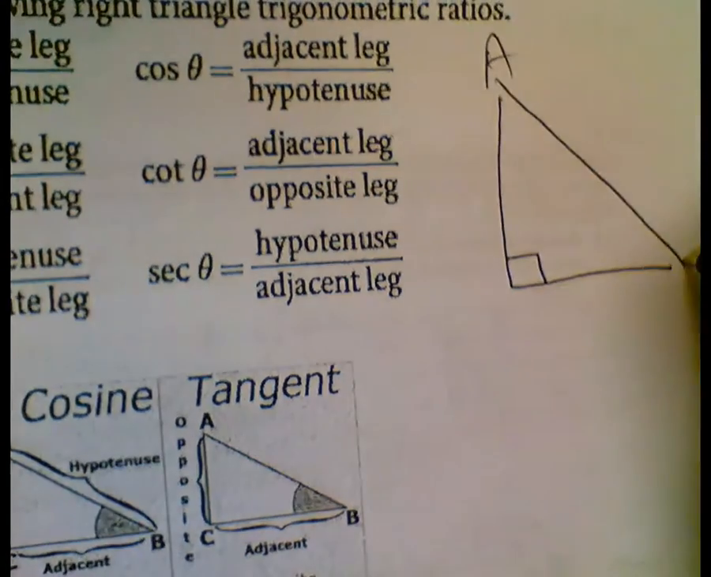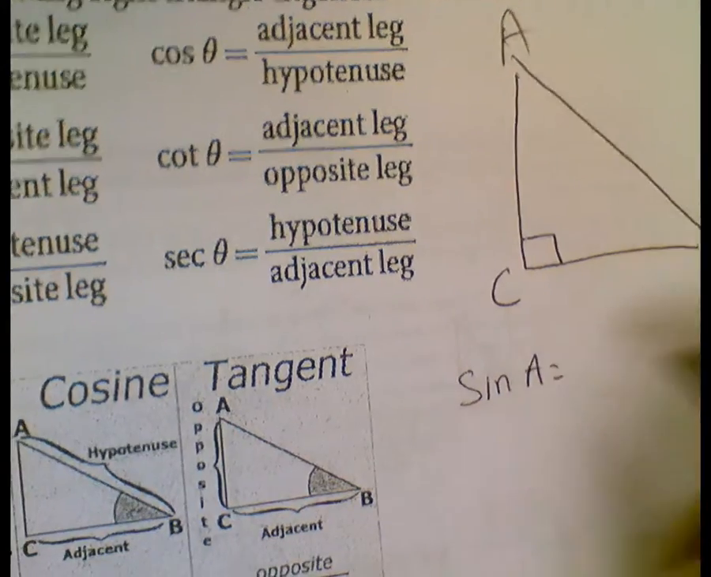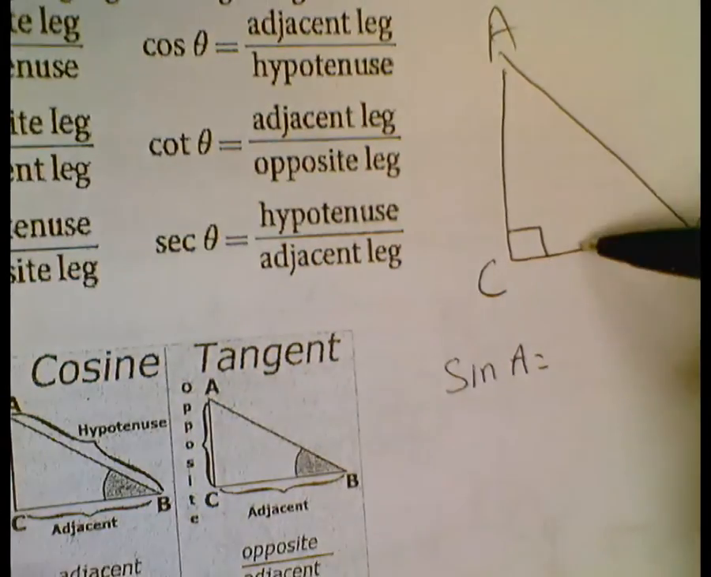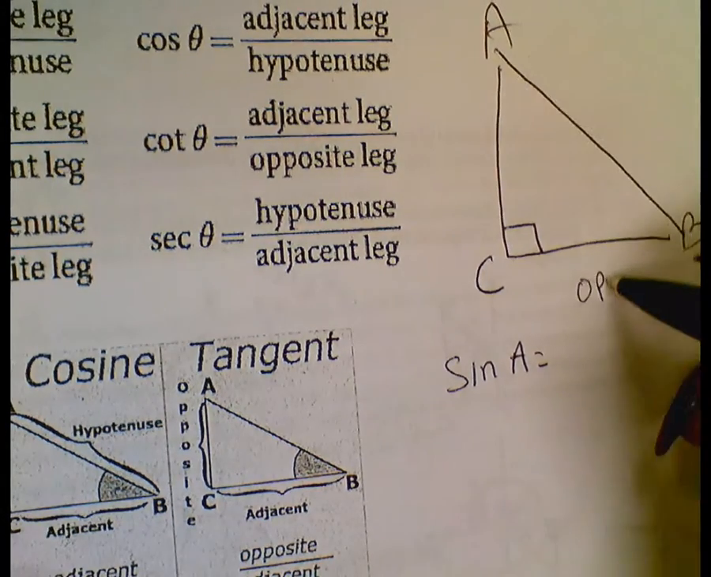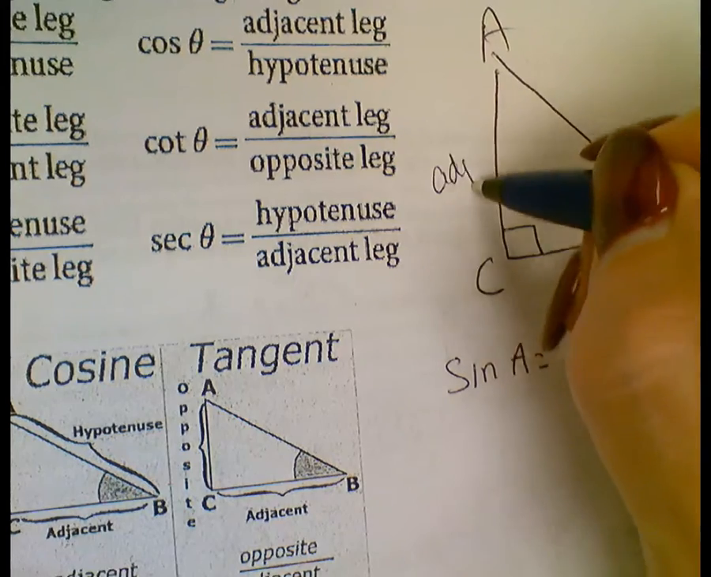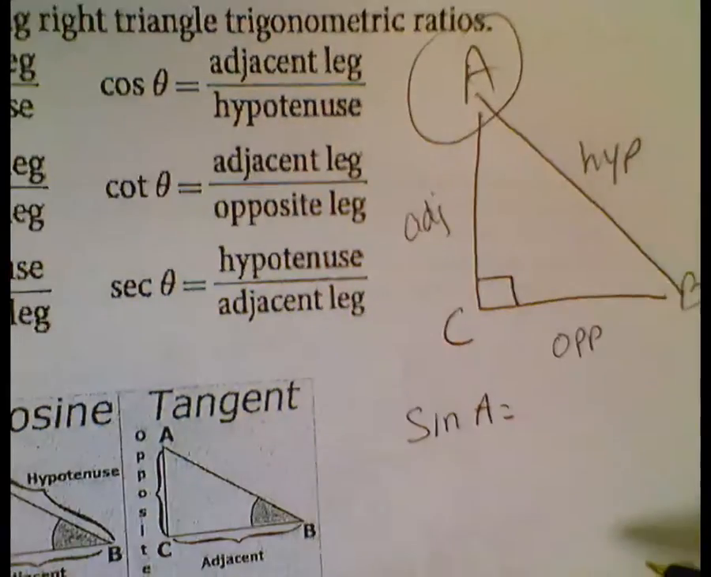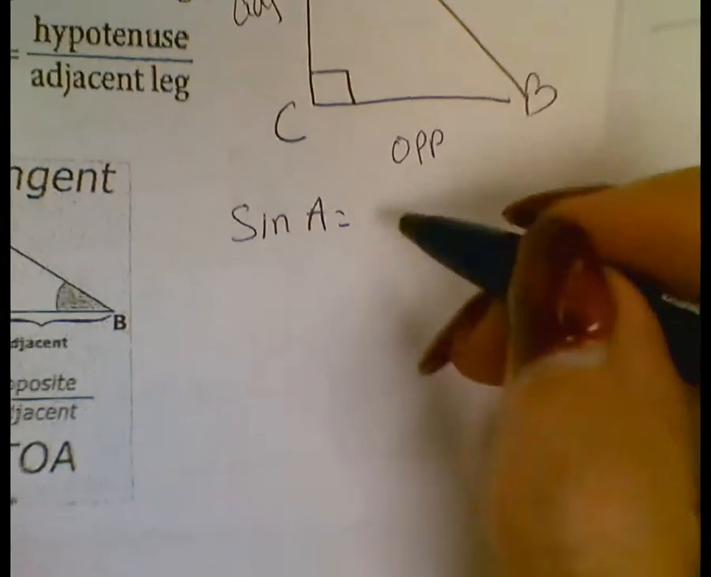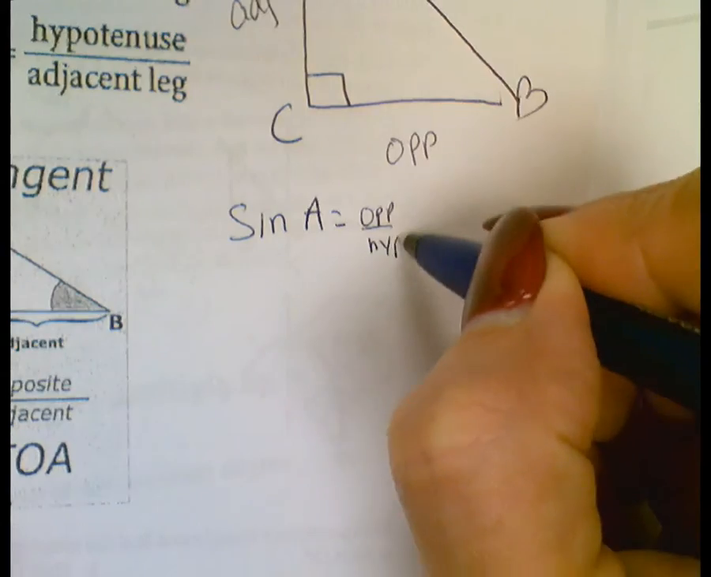Let's label this A, B, C. If you're going from angle A, then the opposite side is BC. So if you're going from A, this is the opposite side. This is the adjacent side, and this is your hypotenuse. If you're going from angle A. Okay, so sine of A is opposite over hypotenuse.